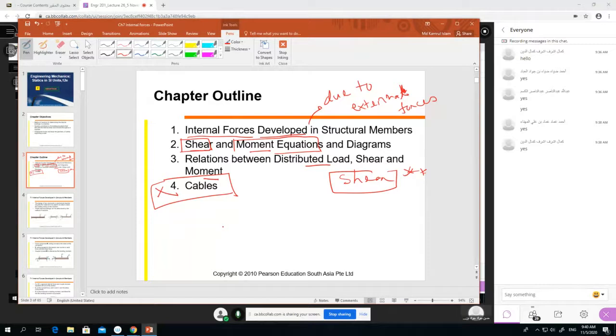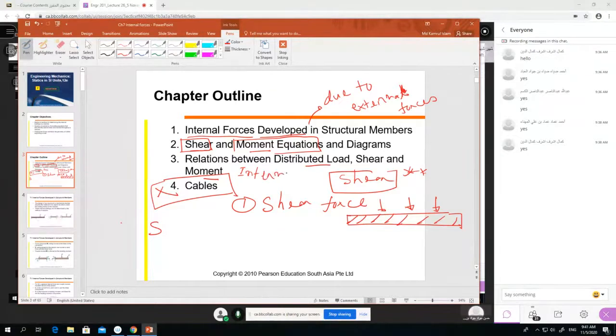So what is meant by shear? First, going to the next slide, I will tell you about shear force. Whenever we apply load outside of the body, like an external force, inside the body two things start. One is called shear force, developed internally. The two things are shear force and bending moment.